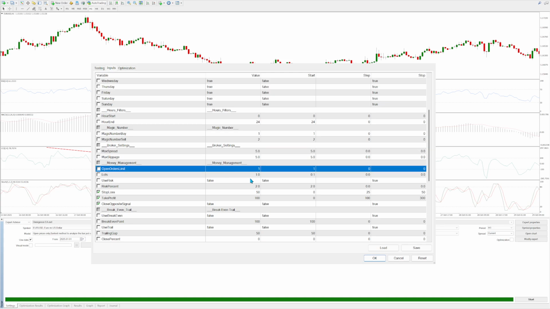Money management, so the open orders limit, this is the maximum amount of buy and or sell trades that can be open at any one time, set to 1 by default. It's just to avoid having too many duplicate trades.